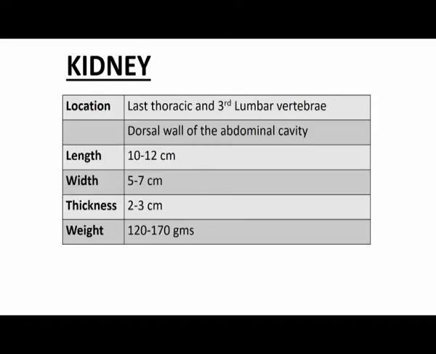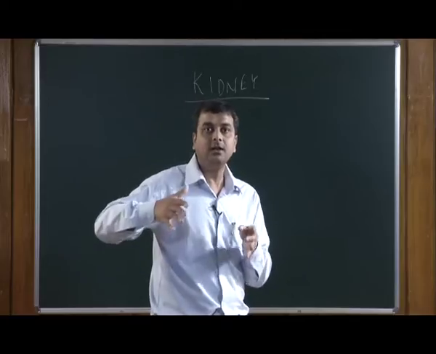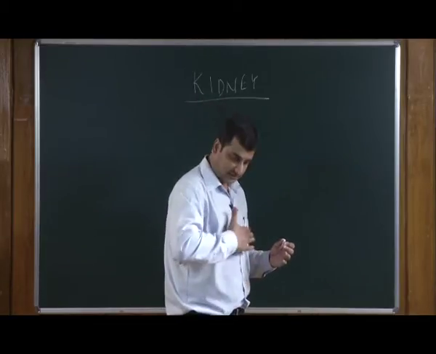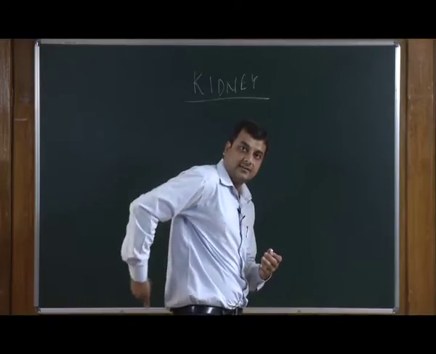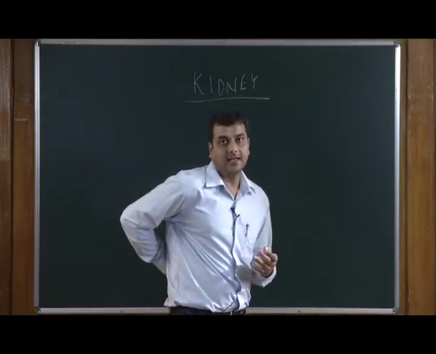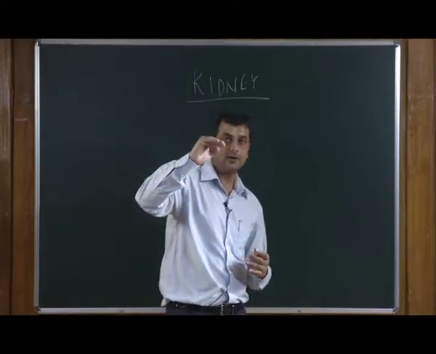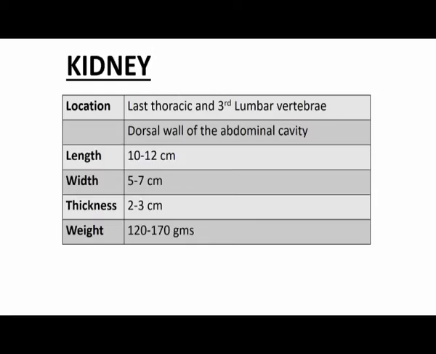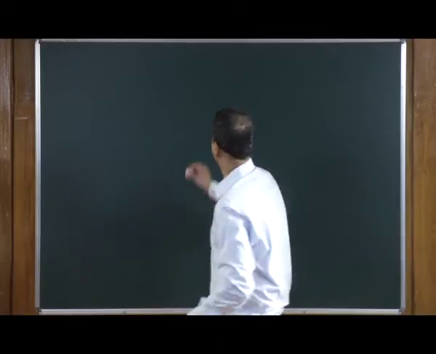So basically these are in the abdominal cavity. And this abdominal cavity is not on the ventral side. So this is ventral, this is dorsal. So basically it is located in the dorsal wall of the abdominal cavity, between the last thoracic and third lumbar vertebrae. Length is about 10 to 12 centimeters, width is about 5 to 7, and thickness is about 2 to 3 centimeters. These are all approximations based on the different age groups. And weight is approximately 120 to 170 grams, and it largely varies according to health condition as well as age.